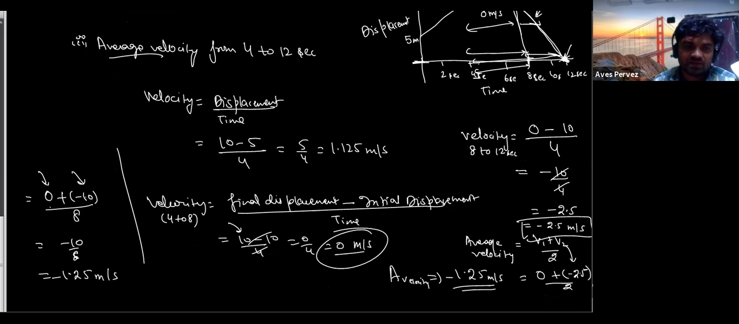Okay, let's try one more question, one simple question. It is simple: what information will you get from these two graphs? This is the position A, this is B, this is C, this is D. This is the velocity time graph.